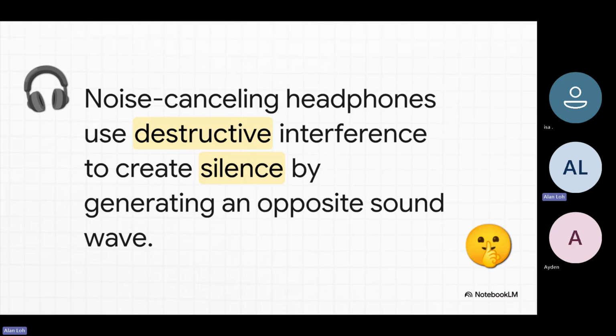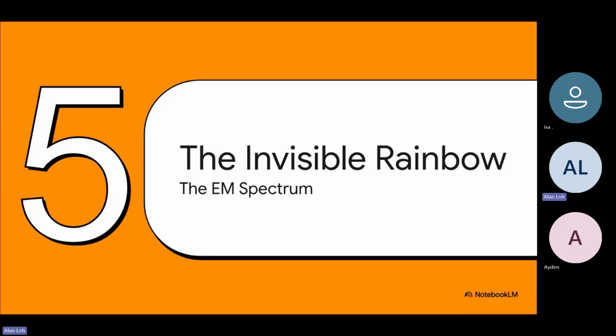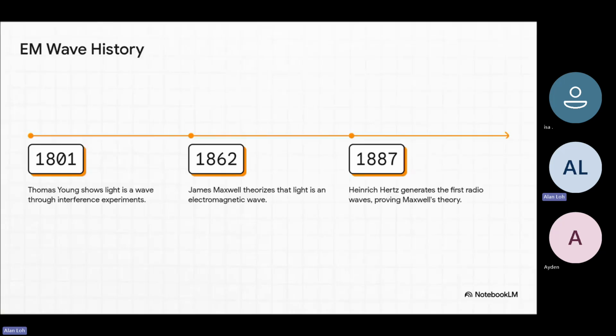How cool is that? Okay, for our last section, we are zooming all the way out. We're going to move beyond the waves we can see and hear and explore the huge invisible rainbow that is the electromagnetic spectrum. You know, our understanding of all this didn't happen overnight. It was this giant puzzle put together over almost 100 years.